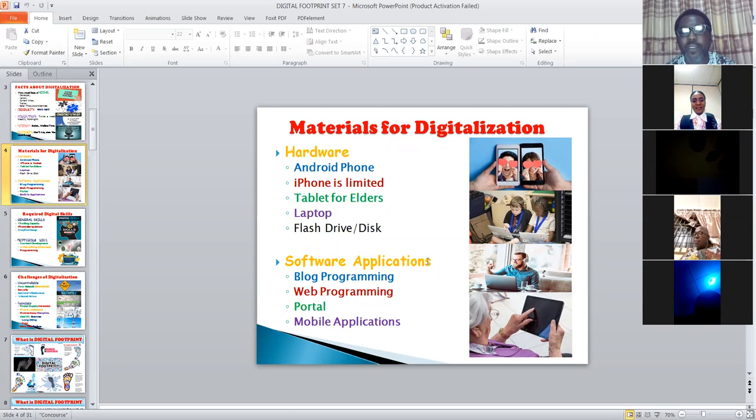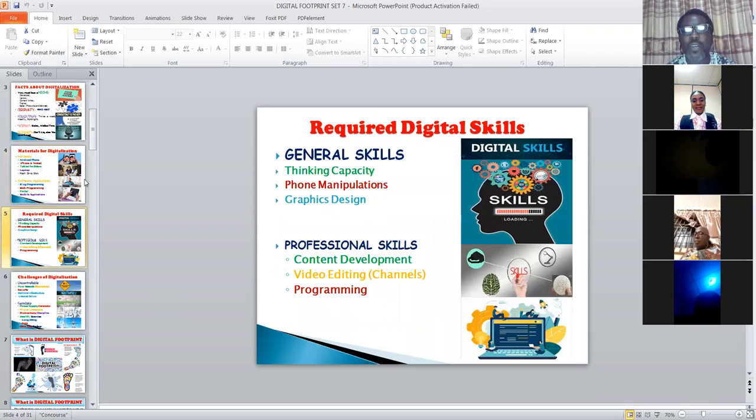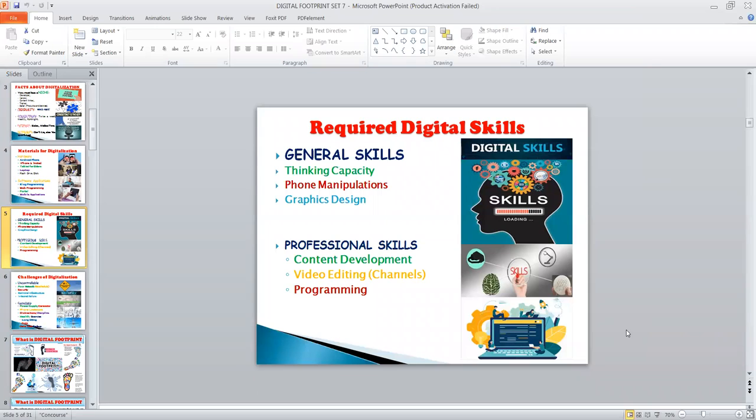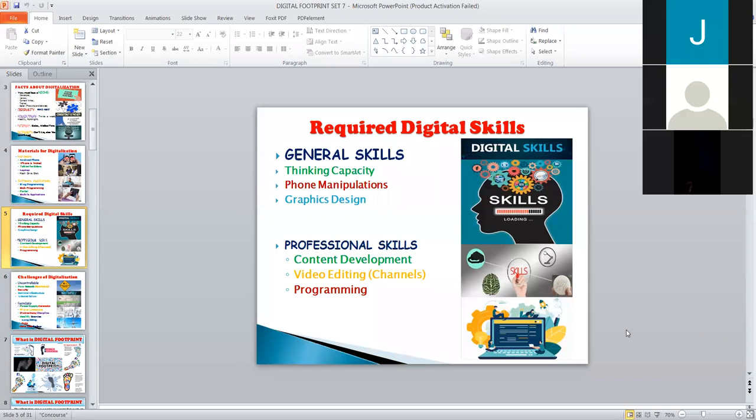So now, then we have software applications, block programming. This one, of course, is for those who are in the software world. Now, what are the things that are really required for digitalization? The first thing you require in digital skills is your thinking capacity. Now, please, can you help me type that in? Your thinking capacity. Thinking capacity, if it is not wide enough, nobody is going to read you. Nobody is going to listen to you. Your thinking capacity is compulsory, is necessary.